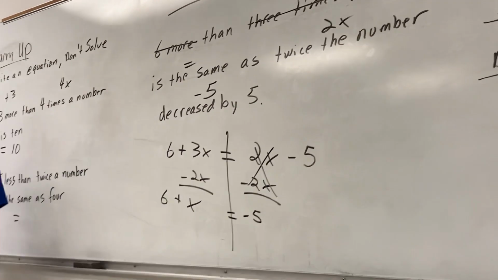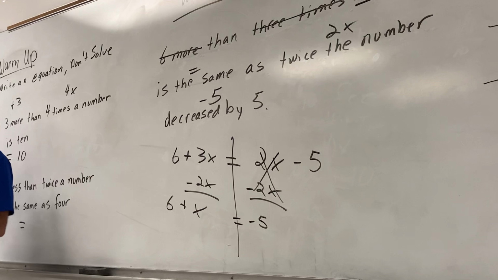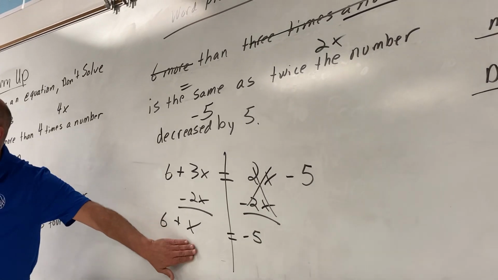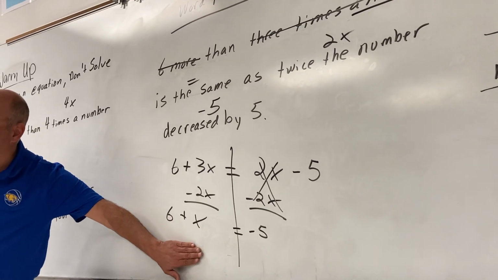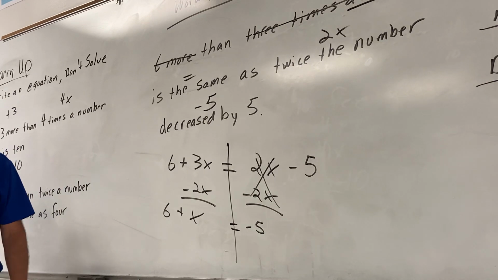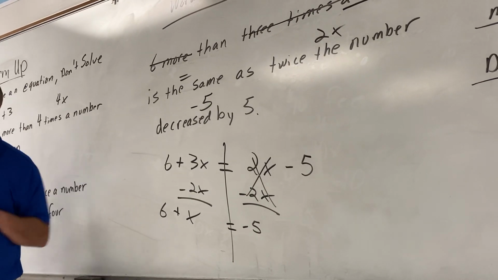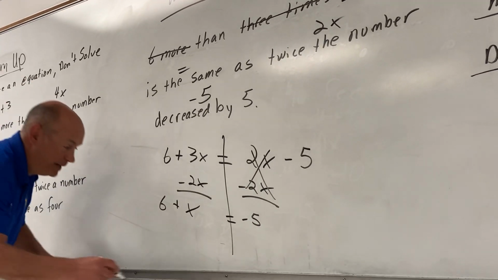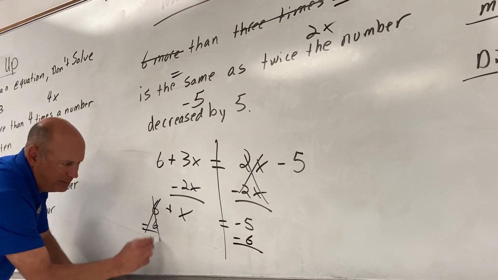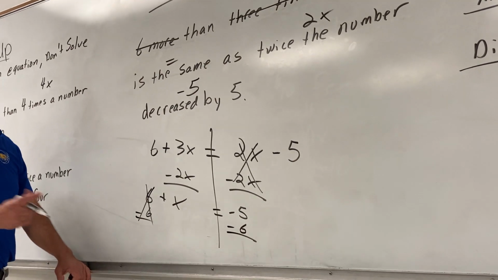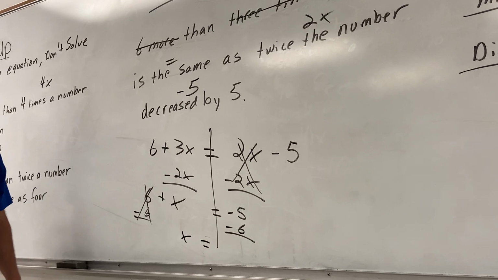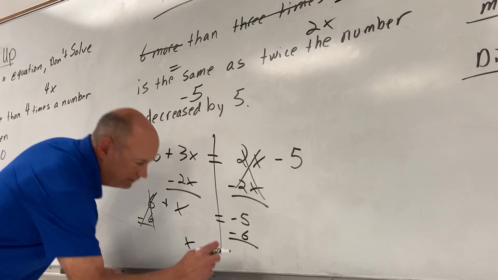All right, what would you get rid of next, Kayla? Negative 5. Is it over here with the x? Then don't mess with the negative 5. What would you get rid of? Positive 6. How would you get rid of positive 6? Subtracting. Subtract 6. And it looks like my x is all by itself, which is our goal. And what number does x have to equal? Negative 11. Be careful there, that's negative 11.